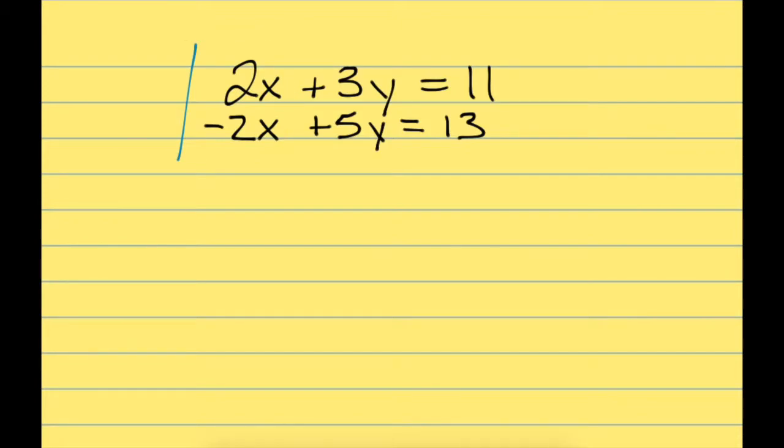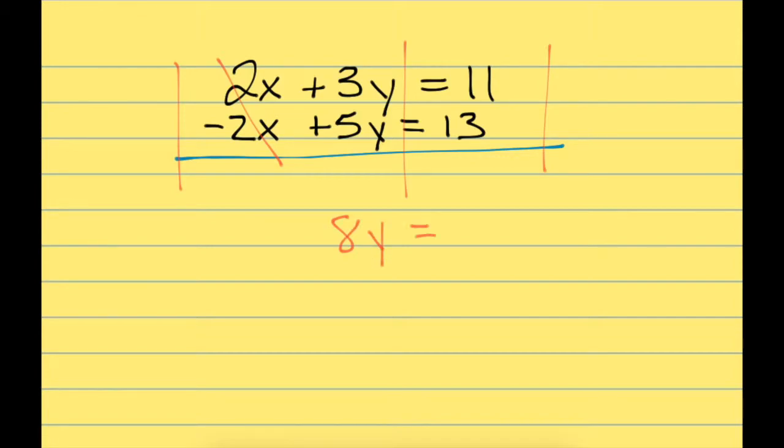Basically, with elimination, what we do is we either add or subtract the two equations, and if we do it right, we'll be able to eliminate one of the variables. In this case, when I add these two equations, I'm basically adding everything on the left-hand sides first, and then everything on the right-hand sides. When I add everything on the left-hand sides, 2x and negative 2x add up to 0. They eliminate each other. 3y and 5y give me 8y. And on the right-hand side, 11 and 13 add up to 24. Then, it's a simple step to divide by 8 and get y equals 3.